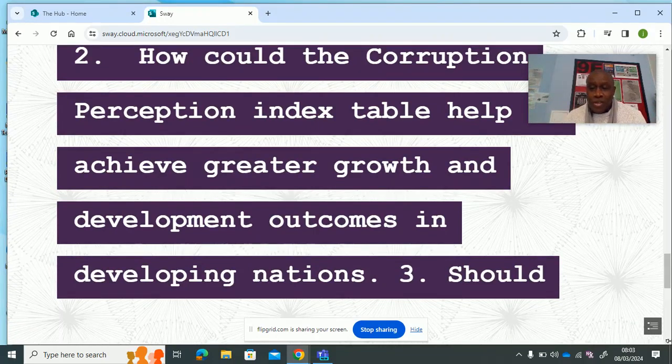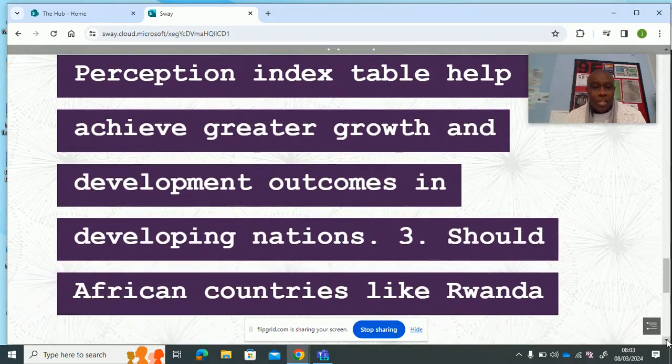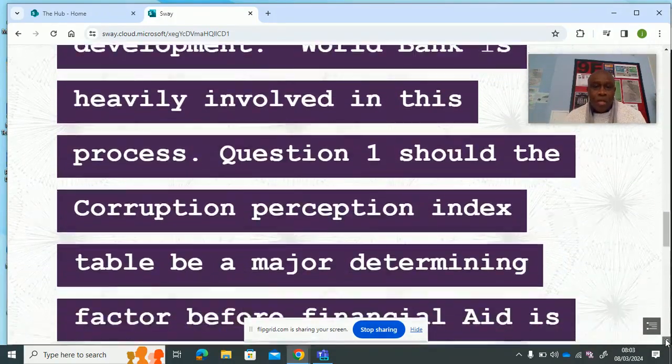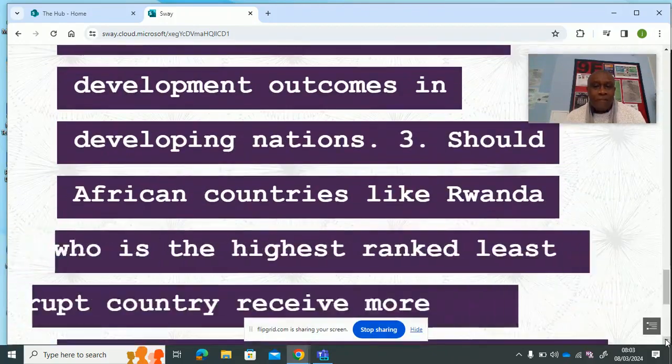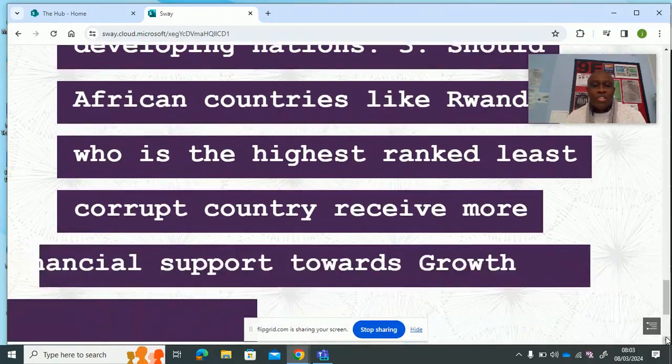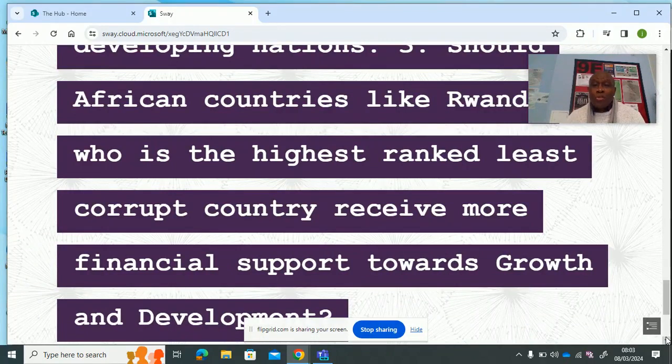Okay. The third question, which I want you to think about: should African countries like Rwanda, who is the highest ranked, least corrupt African country, receive more financial support towards growth and development? Very good question. And let's have a quick look at where Rwanda is.